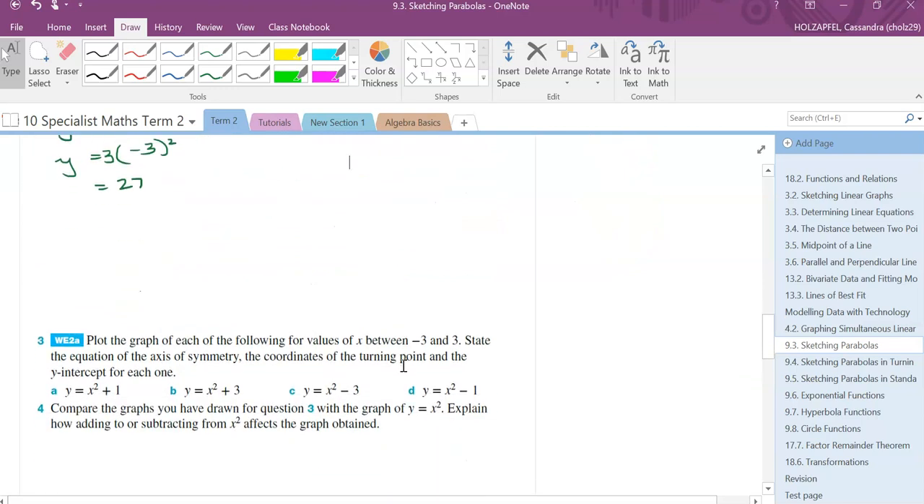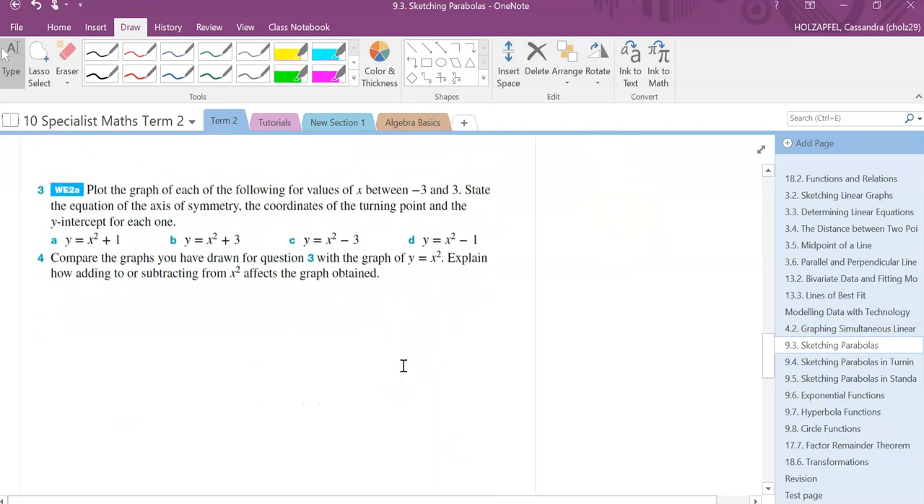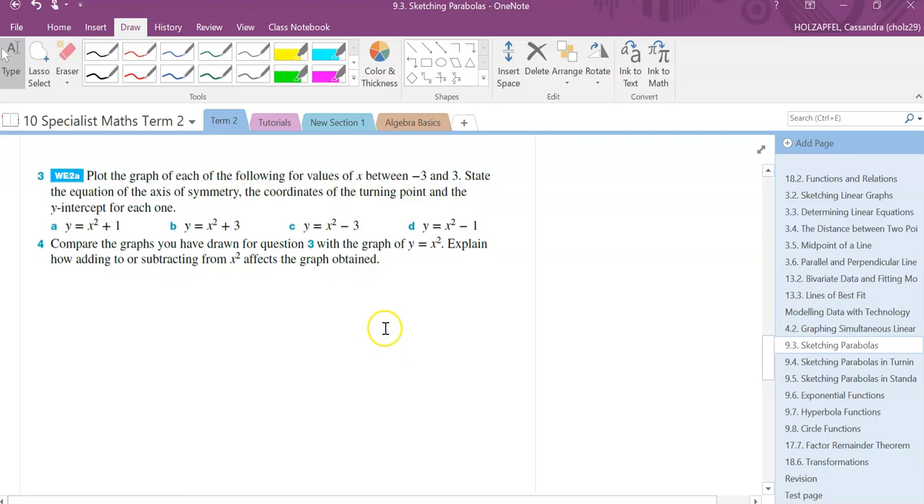Let's have a go at another couple of questions here. So plot the graph of each of the following values of x between negative 3 and 3. State the equation of the axis of symmetry, the coordinates of the turning point, and the y-intercept for each one. All right, so I'm going to go ahead and fill out my table of values for y is equal to x squared plus 1, and then I'll come back.